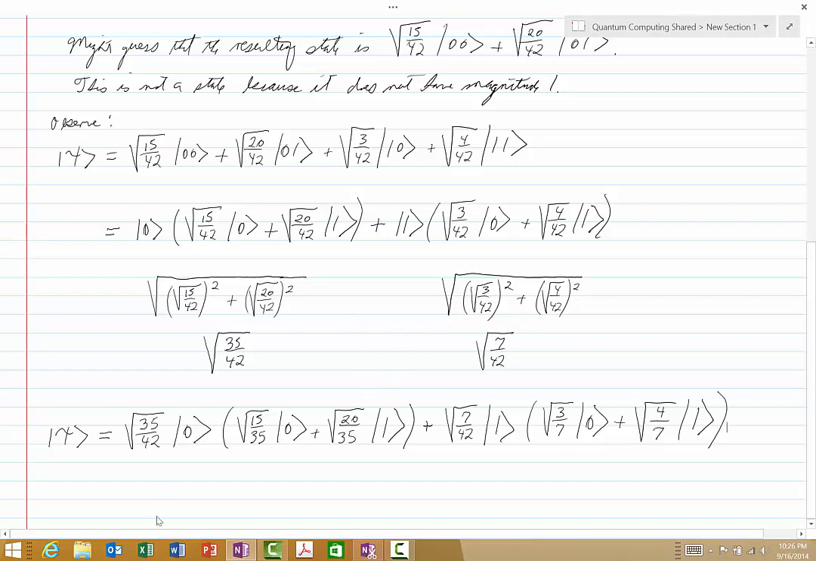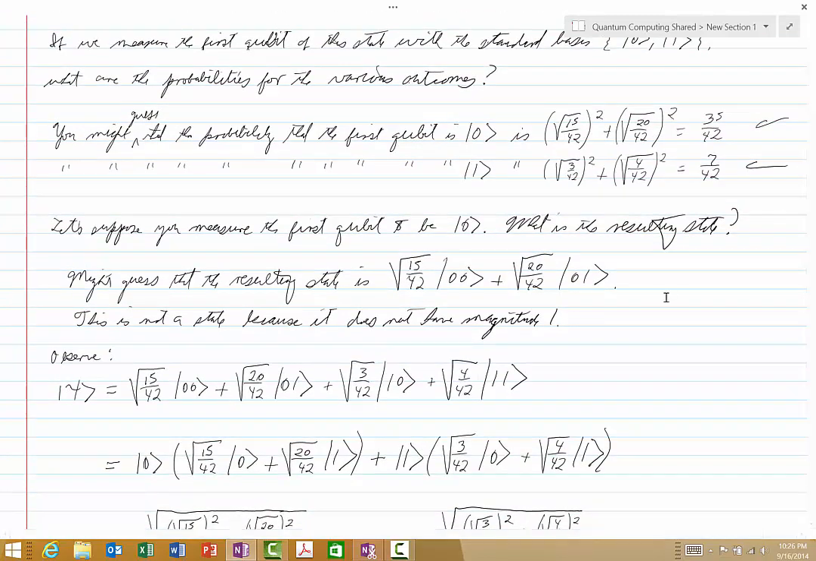And furthermore, this number squared right here, which of course would be 35 over 42, will give us the probability of measuring 0 for the first qubit. And this one squared, 7 over 42, would give us the probability of measuring 1 for the first qubit. And notice that that's exactly the probabilities that we had before.